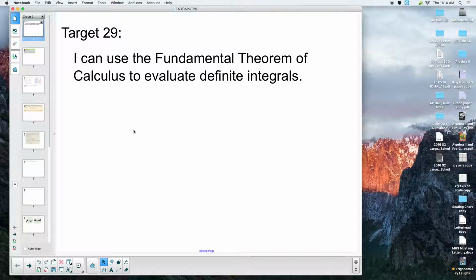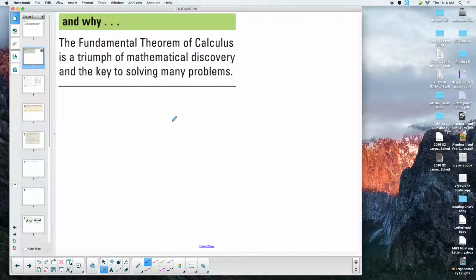Target 29. I can use the fundamental theorem of calculus to evaluate definite integrals. Well, why are we doing this? Yada, yada, yada. The fundamental theorem of calculus is the triumph of mathematical discovery and the key to solving many problems. That doesn't tell us why. That's crazy, this book talk.